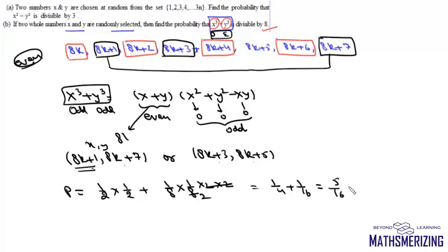So if two numbers are randomly selected, then the probability that the sum of their cubes is divisible by 8 is 5 by 16, and that is the answer to this question.